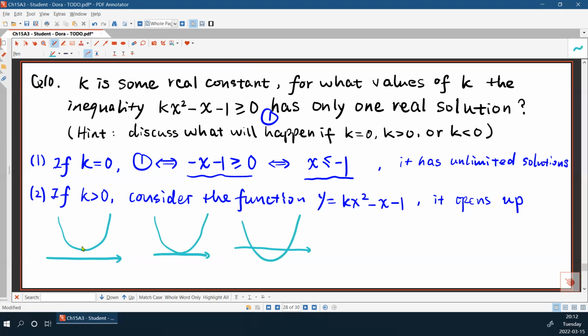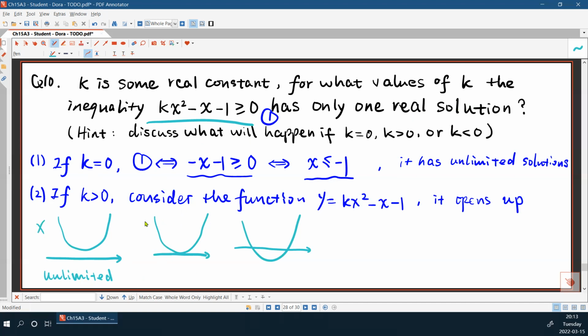Which one? Why? The first. In the first case, how many solutions are there for this? Infinite, right? Okay. So this cannot be the case, because the question states that this inequality has only one real solution.